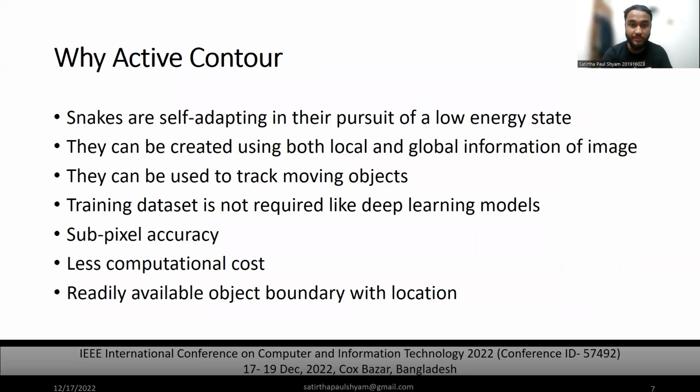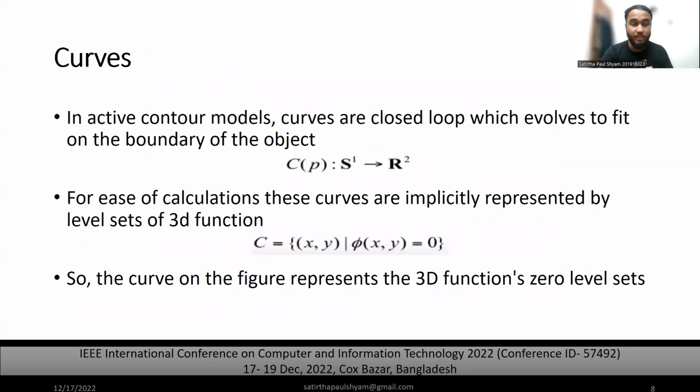Fitted to the object. The active contour models are valued for their self-adaptability in their pursuit of a low energy state. They can be used to track moving objects. They require less computational cost. They require no training data set like deep learning models. In active contour model, curves are the main protagonist. It is the curve which evolves through the process in order to minimize the energy function.